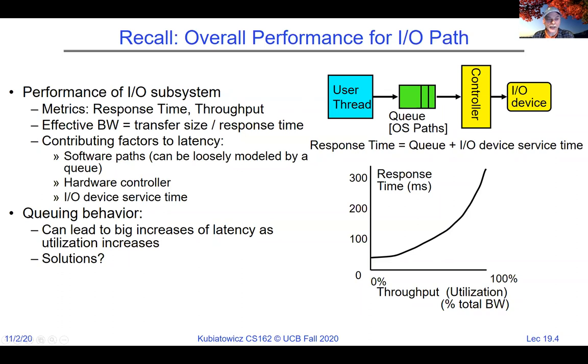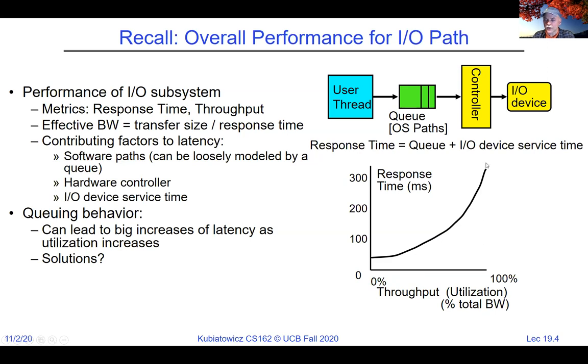Throughput, which is how many of these requests per unit time you can get through the system. Things that contribute to latency are the software paths, which are green here, which can be loosely modeled by queues throughout the operating system, are hard to characterize in general. So we're going to have to come up with a probabilistic way of thinking about those. The controller and the device itself, that behavior is a little more easily characterized and depends on the actual device itself. But the queuing adds some really interesting behavior here.